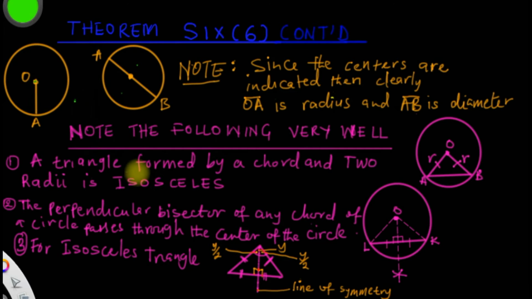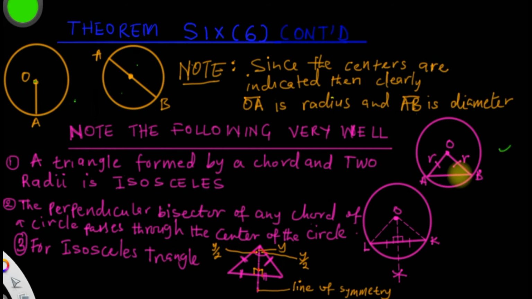So we are also supposed to note the following very well. You see that a triangle formed by a chord and two radii is isosceles. So always when a triangle is formed by a chord and two radii, then that triangle is what? Isosceles triangle. Why? Because look at this. This is the example of what we are talking about.